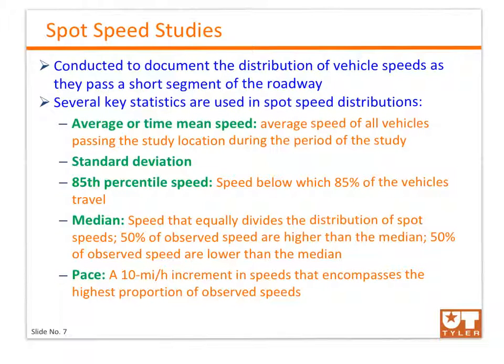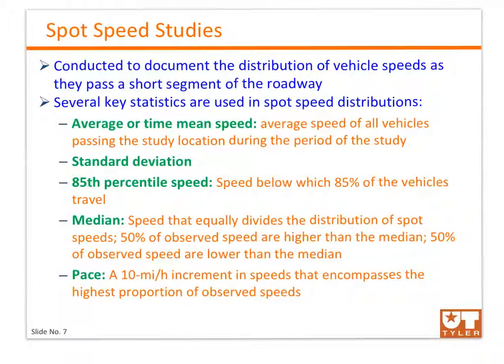So the very first one is the average time speed, which is an average speed of all the vehicles passing through the study location during the period of the study. So for example, if you go for half an hour and you counted 100 vehicles, you sum up all the speeds of those 100 vehicles over 100, and that will be the average or time mean speed. Then you need to get the standard deviation, which we all know, and the 85th percentile speed. What is the 85th percentile speed? It's simply the speed below which 85% of the vehicles are traveling.